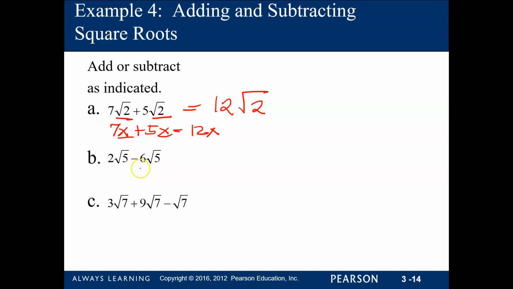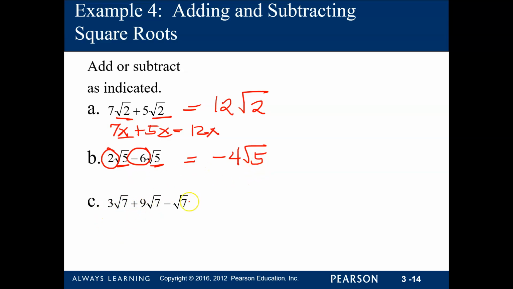So addition and subtraction, similar radicands. So here we have square root of 5, square root of 5. So we can do our subtraction. 2 minus 6, okay? 2 minus 6 is going to be negative 4, and then our radicand is going to be the square root of 5.